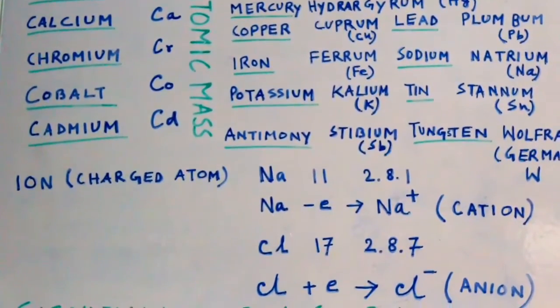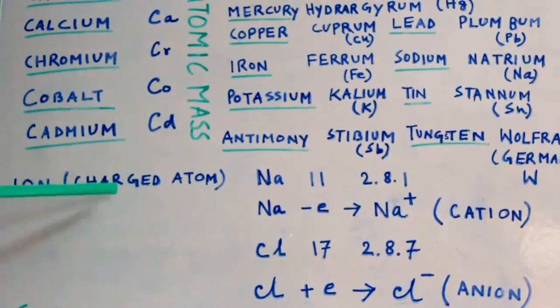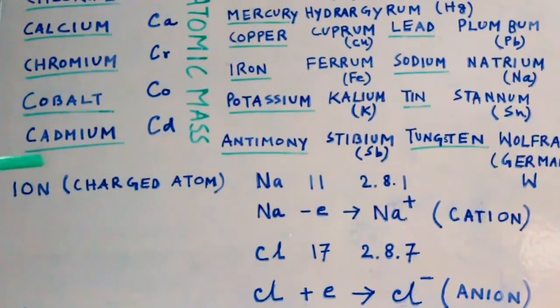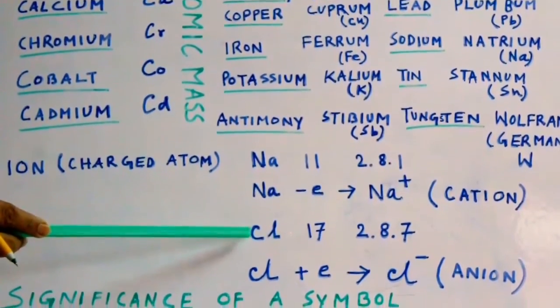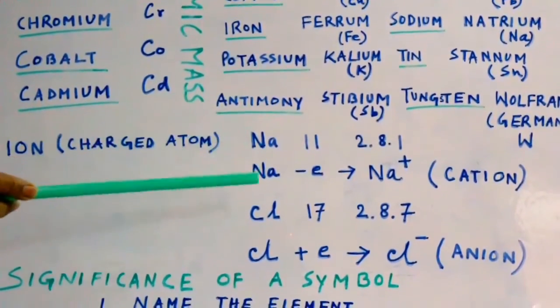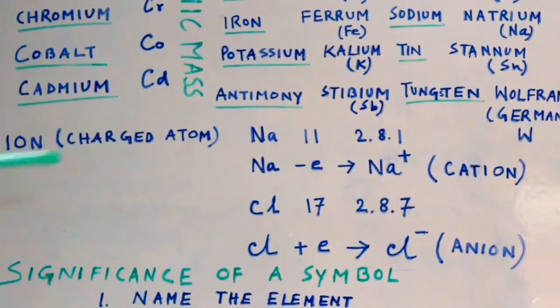Now the next concept is ion. What is basically an ion? Charged atoms are known as ions. Here we have taken two examples. One is sodium and another one is chlorine. Sodium symbol is Na and chlorine symbol is Cl.